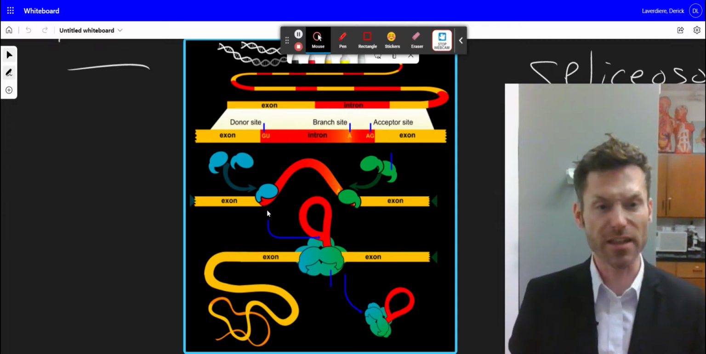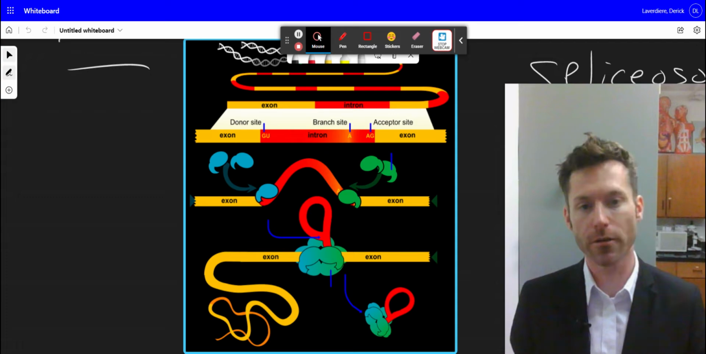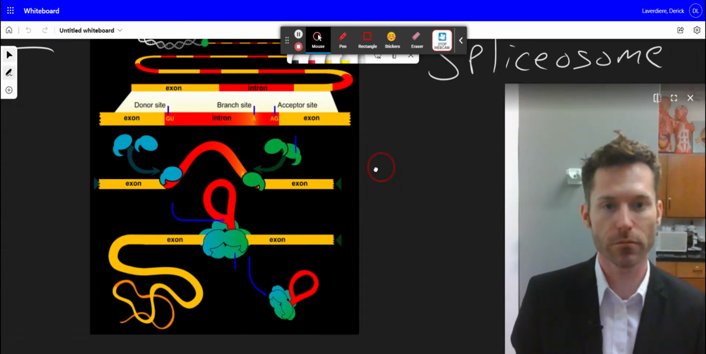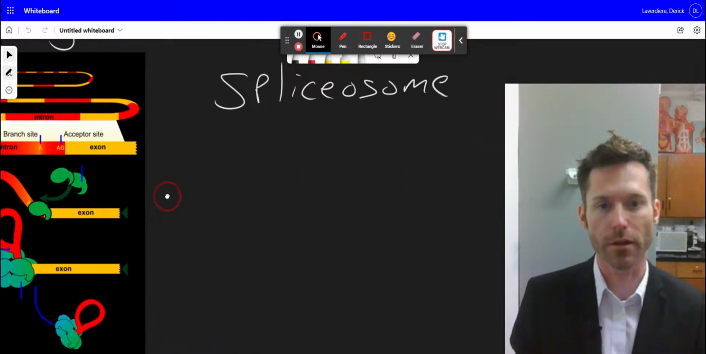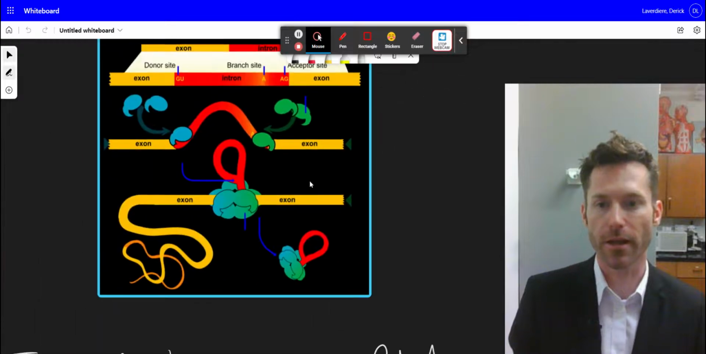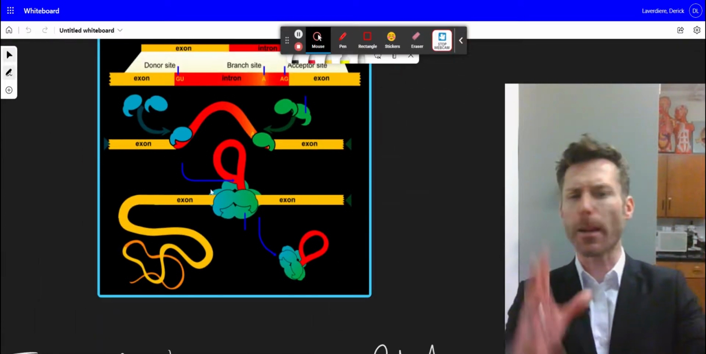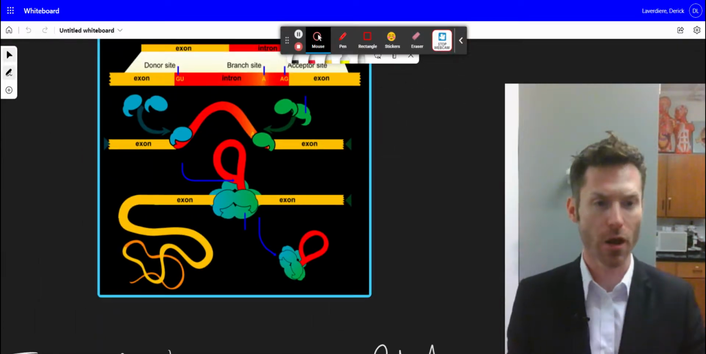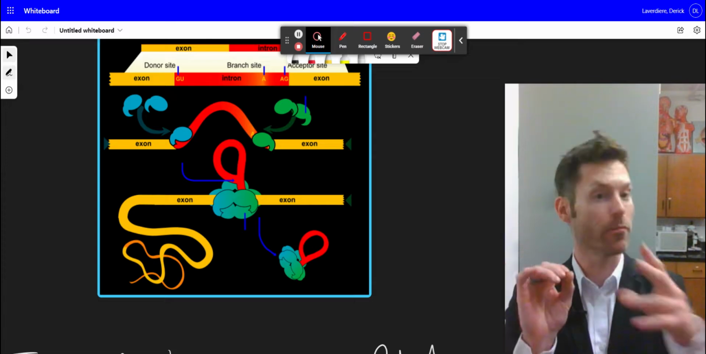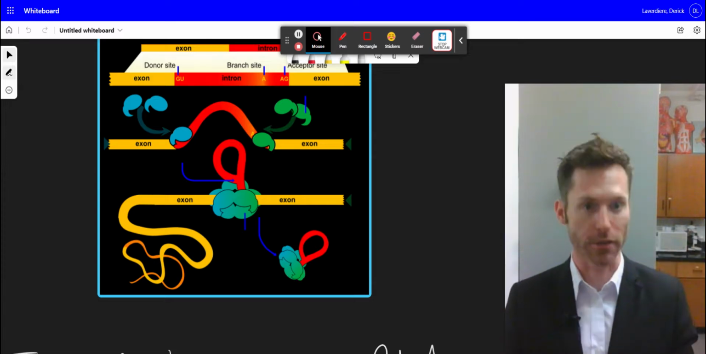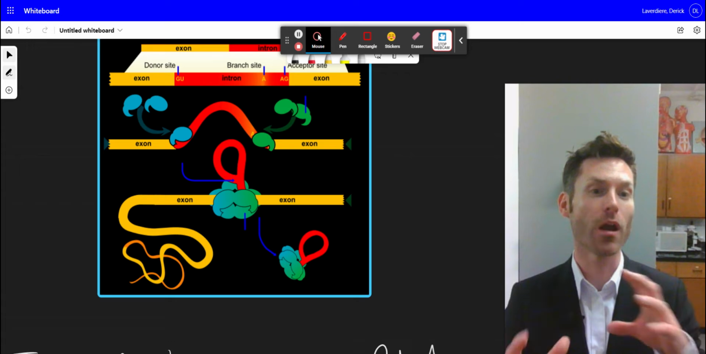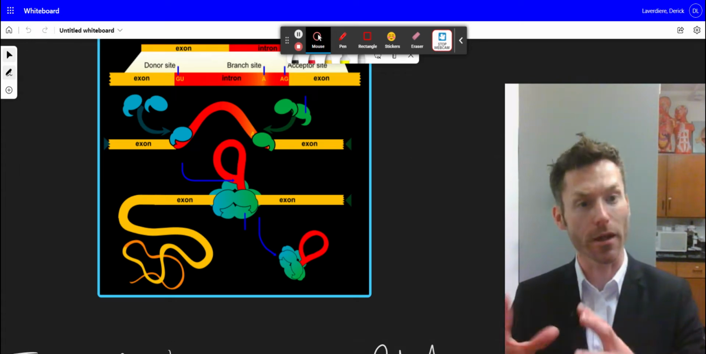And so the thing that's actually doing the cutting is called a spliceosome. Okay. And that's this guy right here. It's a big protein complex with a lot of domains that can be modified by the cellular conditions, right? So that's what's going to determine which regions are getting cut and which regions are staying.